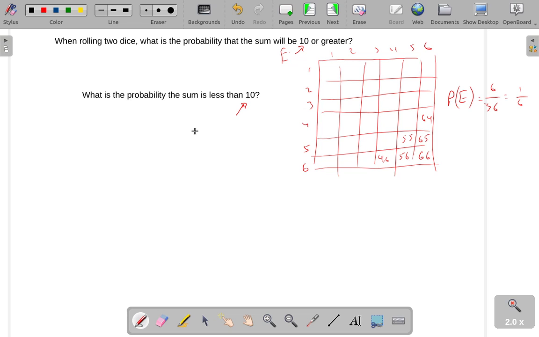what would be easier than that would be to use the complement rule, saying the probability of E complement is 1 minus the probability of E. Probability of E we just found to be 1 out of 6, and thus I'll call this 6 out of 6 minus 1 out of 6, and thus the probability of E complement, or the probability of getting a sum less than 10, would be 5 out of 6.